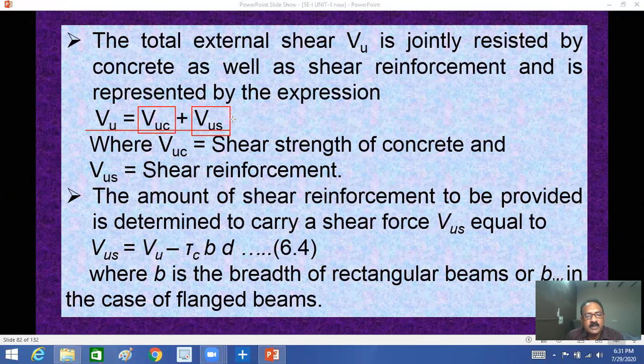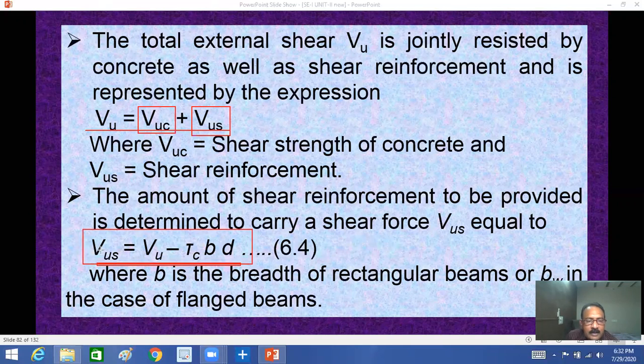The amount of shear reinforcement to be provided is determined by calculating the shear force Vus equal to Vu by 2 c b d, as I explained, where b is the width of a rectangular beam and bw is the width of a flanged beam. So you remember this formula.